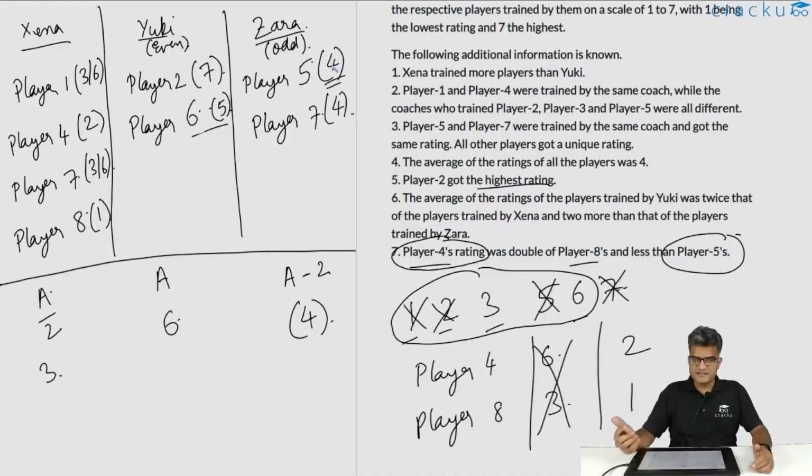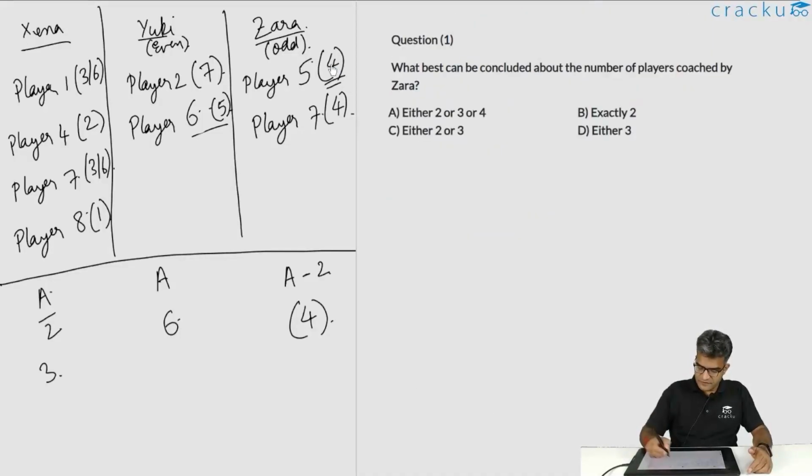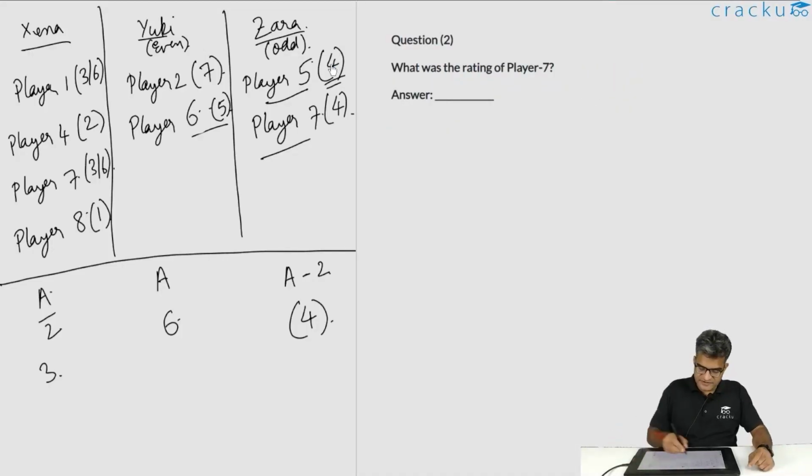Now let us go ahead and answer the questions that follow. What best can be concluded about the number of players coached by Zara? Zara coached exactly 2 players, and they are player 5 and player 7. What is the rating of player 7? Player 7 got a rating of 4. What is the rating of player 6? Player 6 got a rating of 5.